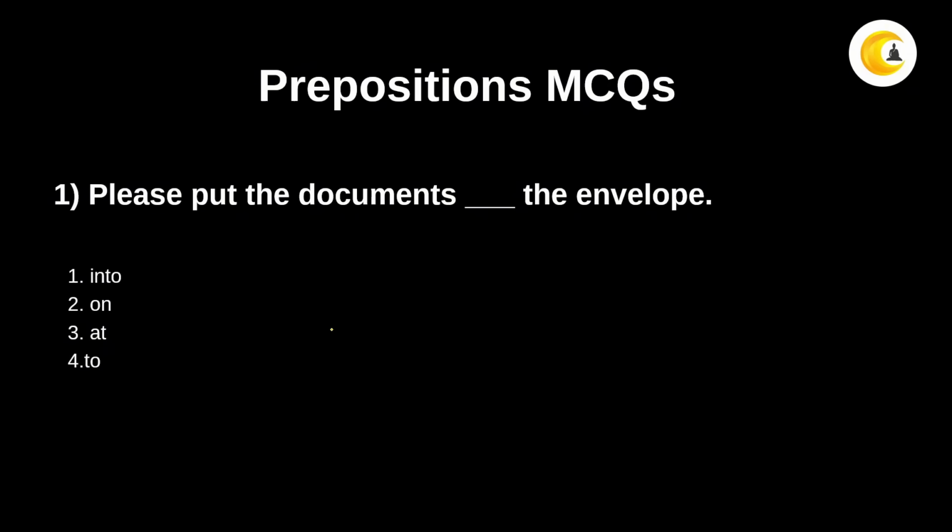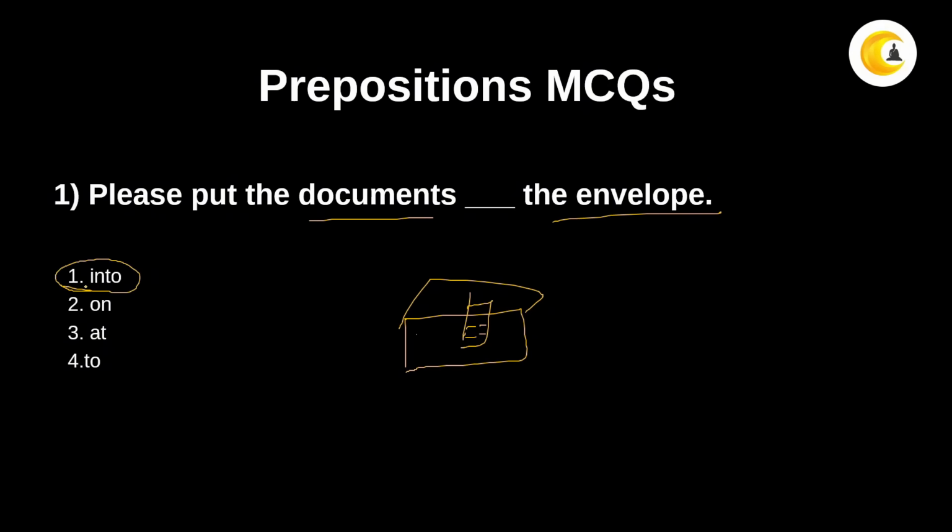Okay, so if you read the question, it says, please put the document dash the envelope. Now, what do you do with the document? You put the document inside your envelope, right? That goes inside, correct? So if it goes inside, what will be the answer? Into. You don't even have to look at the rest of them if you know exactly where documents are placed in an envelope, which I'm pretty sure we all know, right? So please put the documents into the envelope.